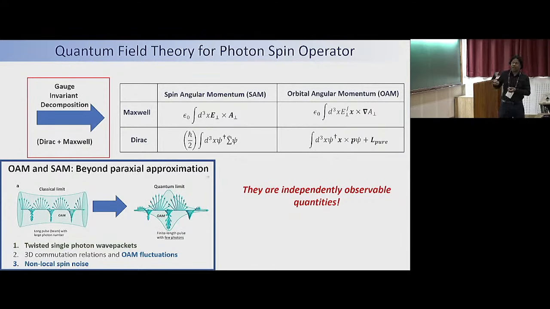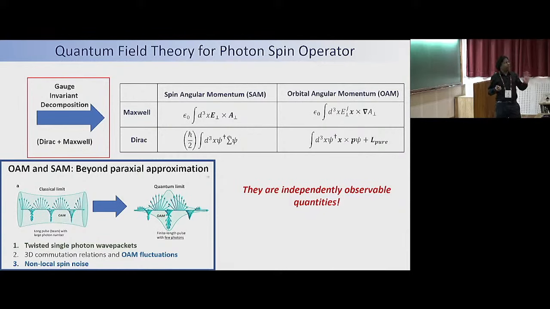There's some OAM in this beam, but now say you just switch it on and off, and you also have only a few photons, maybe one photon or a few photons, in this quantum limit. Now, for these twisted single photon wave packets, we can look at the spin and orbital angular momentum in more rigorous detail, because now we really know which operators commute and so forth. So I'll give you the answer at the start, and then we'll go through the details. The answer is as follows.